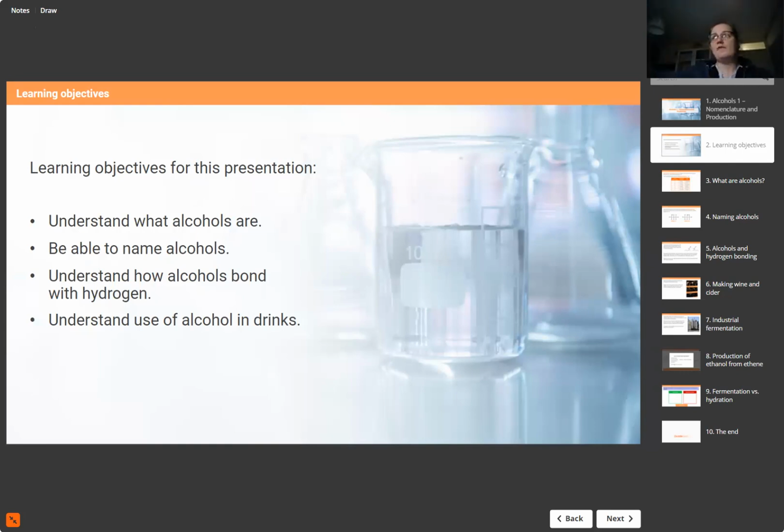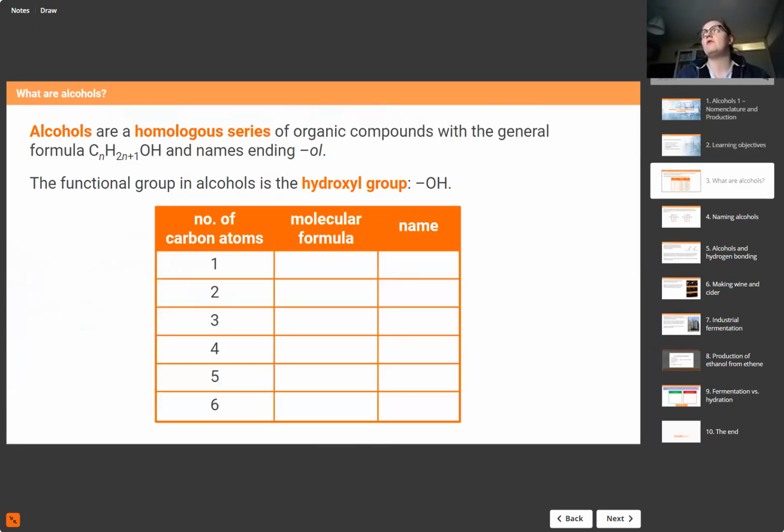As we found out with lots of the other organic compounds, in organic chemistry, alcohols are a homologous series of organic compounds. They have a general formula which you need to learn and know, which is CnH2n+1OH. It would help if I also underlined the OH. Their names end in ol. The functional group in alcohols is the hydroxyl group, which is our OH here.